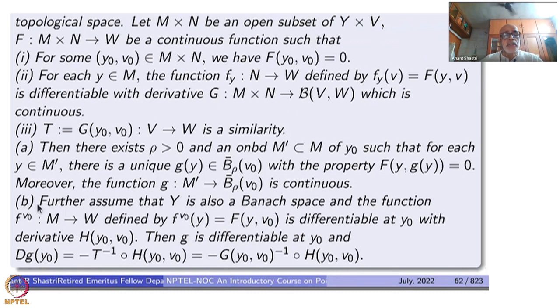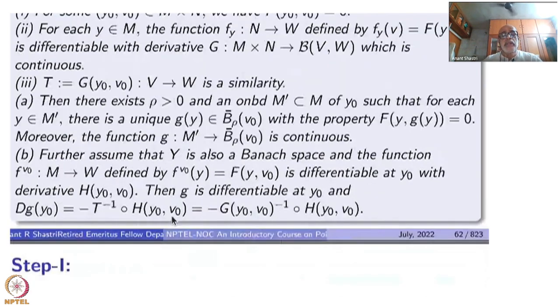The second conclusion, conclusion B, requires one more hypothesis, namely, assume Y is also a Banach space, and the function restricted to (y, v naught) from M to W, namely F_{v naught} operating upon y, is just capital F(y, v naught). This is differentiable at y naught, and its derivative is H. Then G will be differentiable at y naught, and the derivative of G is given by minus T inverse H.